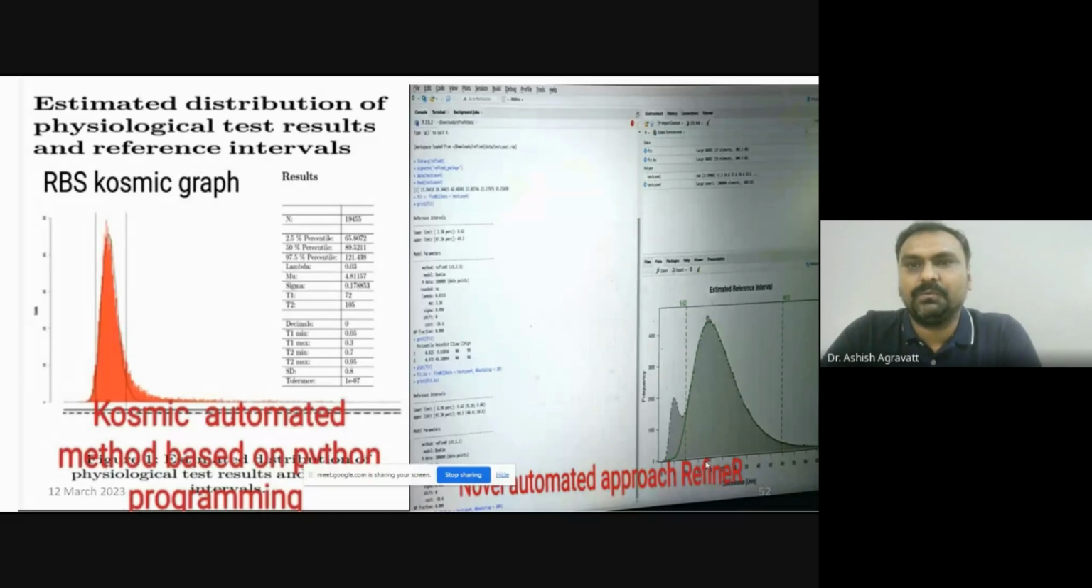I'm working on a few projects with the help of cosmic, deriving or verifying reference intervals with R programming and Python programming. With a few commands, even for 50,000 data points, we can derive the reference intervals in 5 to 10 seconds.